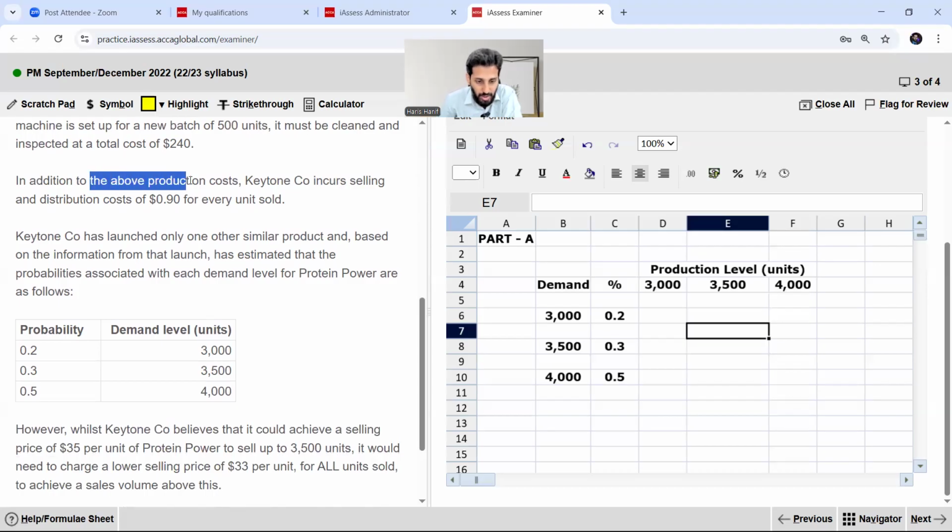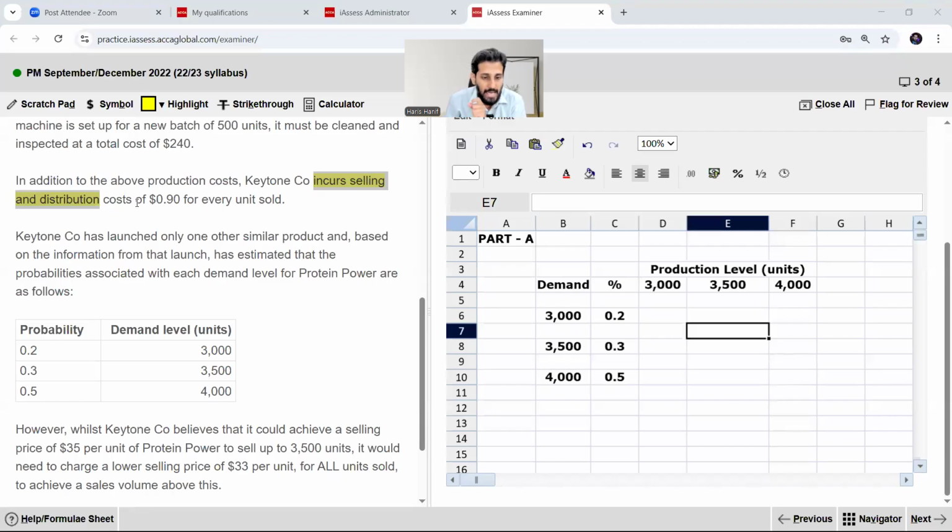In addition to the above production cost, Keystone Company incurs selling and distribution cost. Please note that this is the selling and distribution cost, not any other cost. Selling and distribution cost is $0.9 for every unit sold. Every unit sold. So keep things simple and natural.